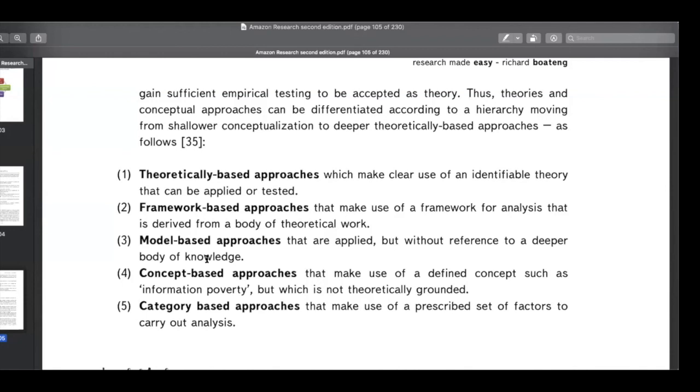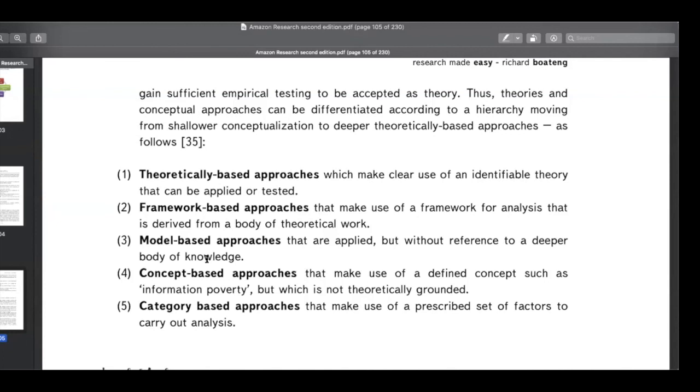The same goes for the technology acceptance model. Why is it not called the technology acceptance theory? It's called the technology acceptance model because when Davis formulated it, he formulated it as a model: loose concepts coming together to predict something without reference to a deeper body of knowledge. But as it was being used on and on, the name has remained the same.